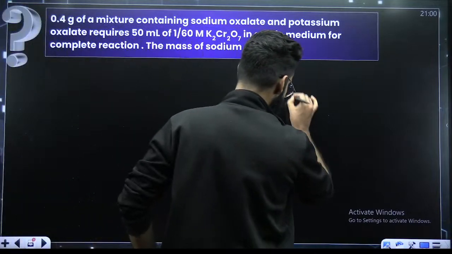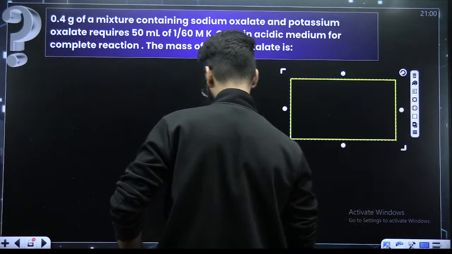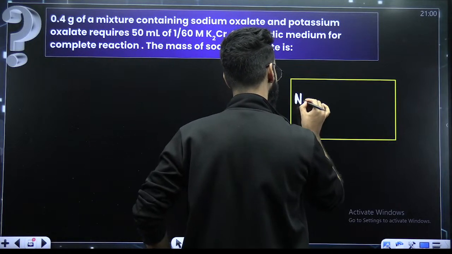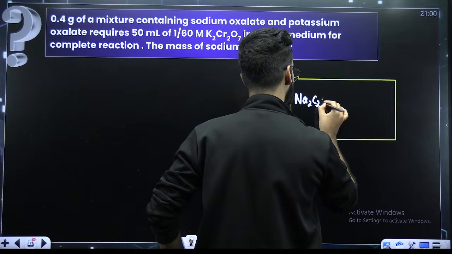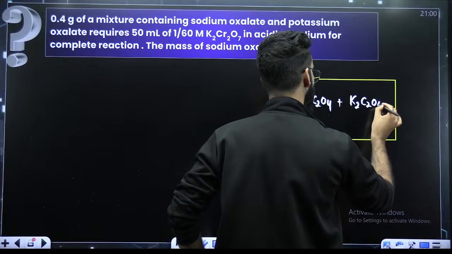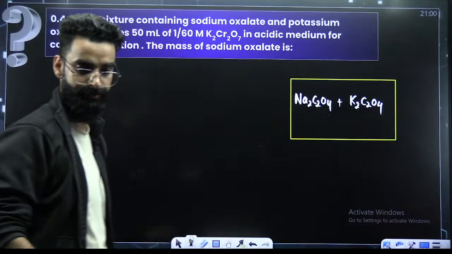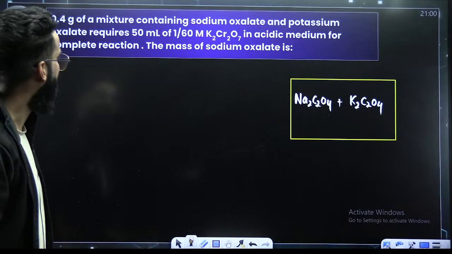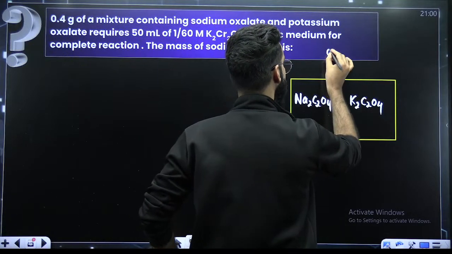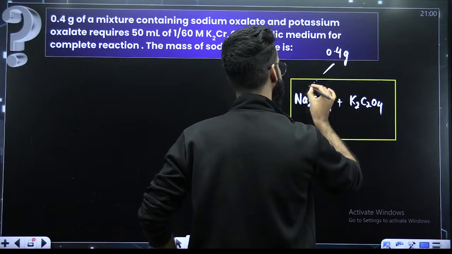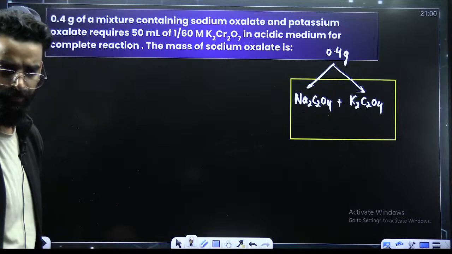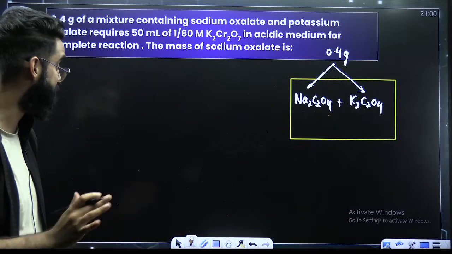See guys, as far as this particular question is concerned, understand you've got a container, and that container contains sodium oxalate and potassium oxalate. This is Na2C2O4 and you've got K2C2O4 as well. Now, 0.4 grams is the mixture of this. So the mass of the entire mixture is 0.4 grams.